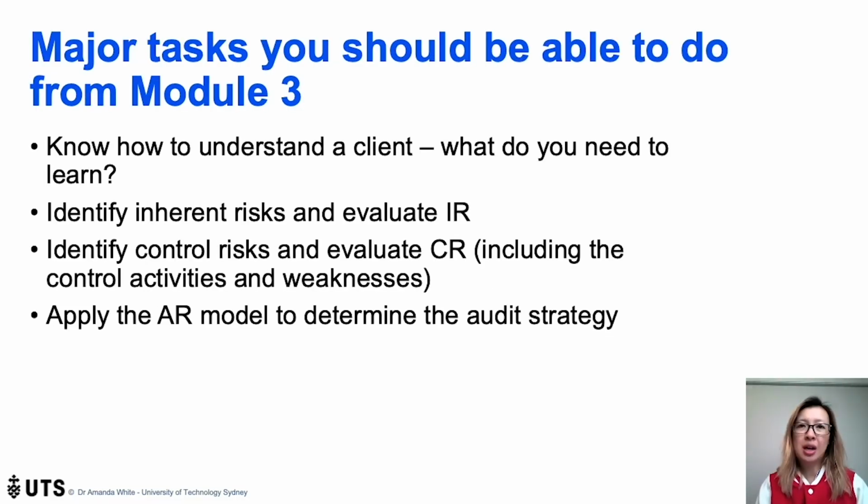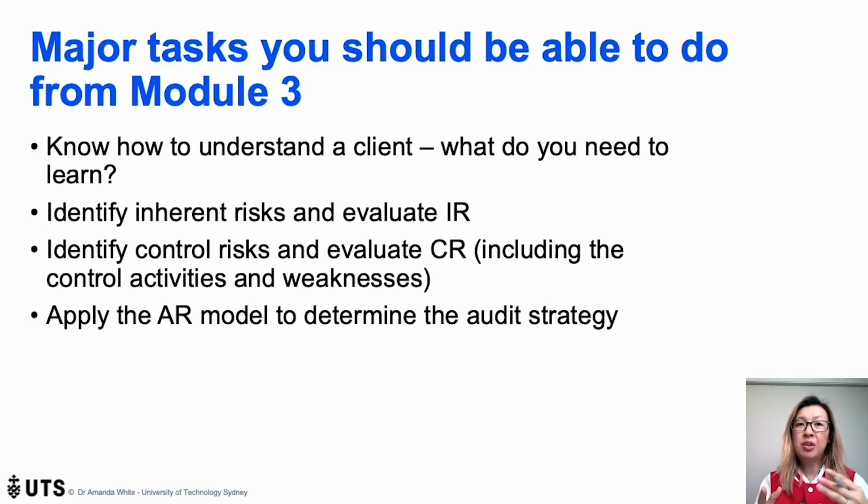So what are the major tasks that you should be able to do from Module 3? Number 1, know how to understand the client. Know how to do a little bit of research. What do you need to learn? Where do I find out that list? In ASA 315. You need to be able to identify inherent risks and evaluate inherent risk as low, medium, or high. That comes from understanding the client, doing financial analysis, brainstorming.